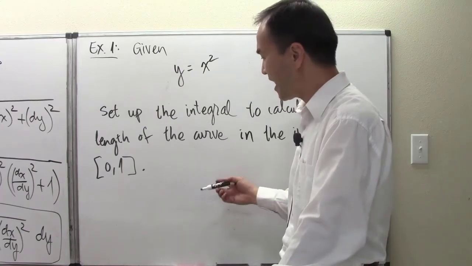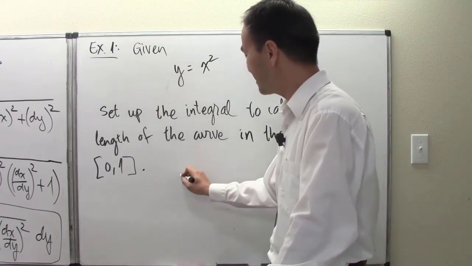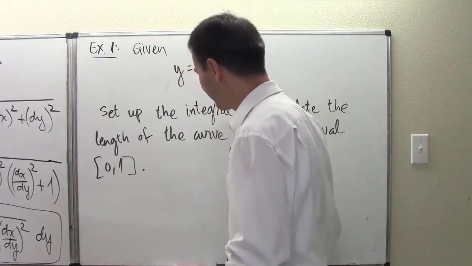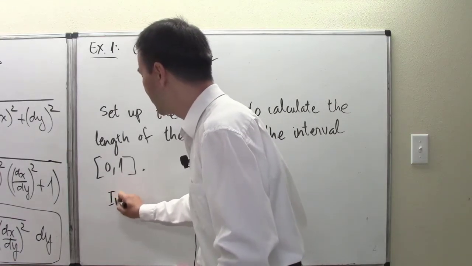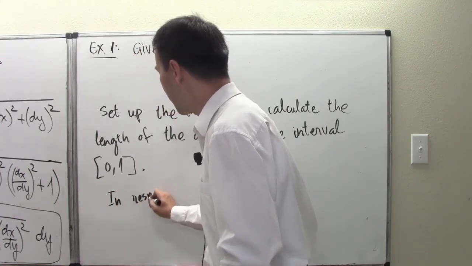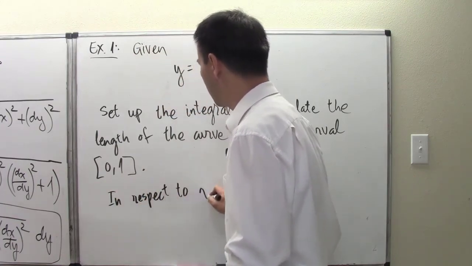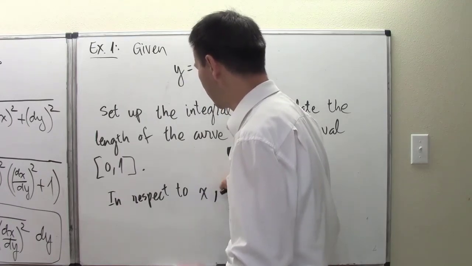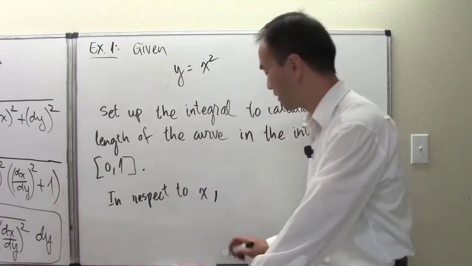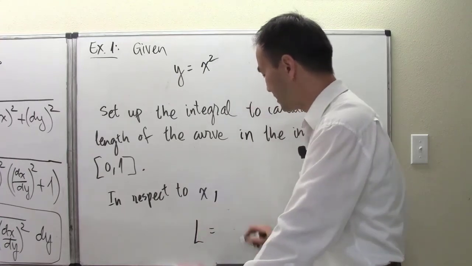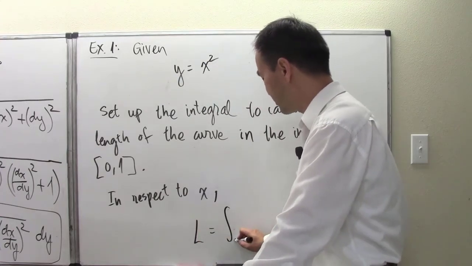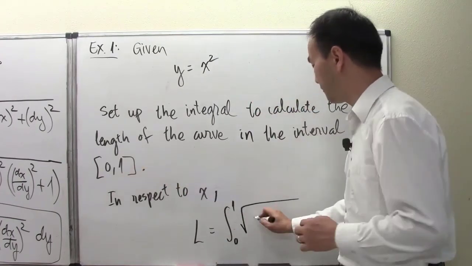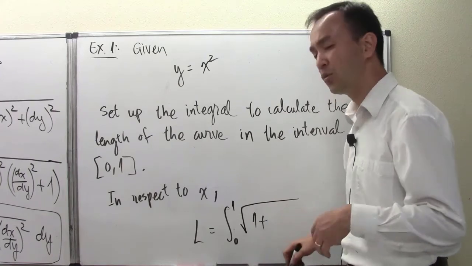So in respect to x, then we do the following. Let me make a note. In respect to x, that means in terms of the x variable. In respect to x, then the formula becomes the following. L, the length, is the integral from 0 to 1. This is on the x-axis from 0 to 1. It's the square root of 1 plus, the dy dx.